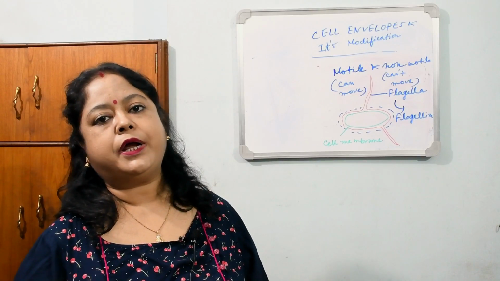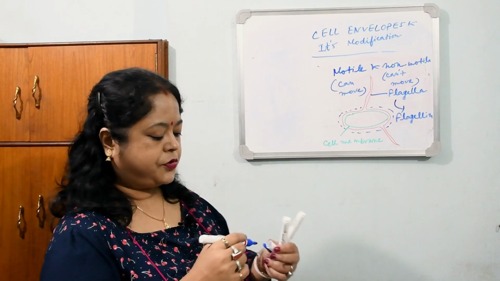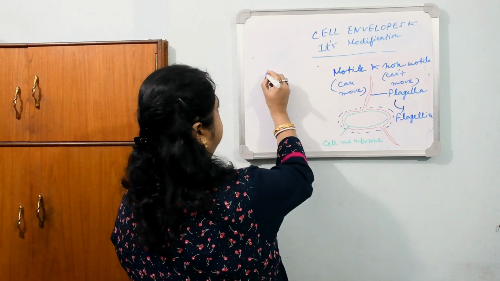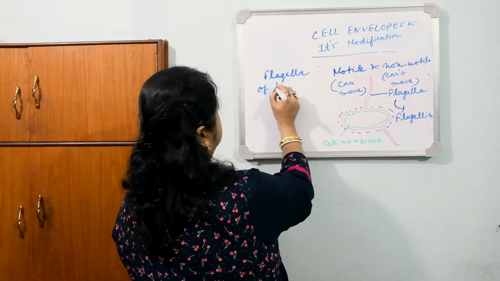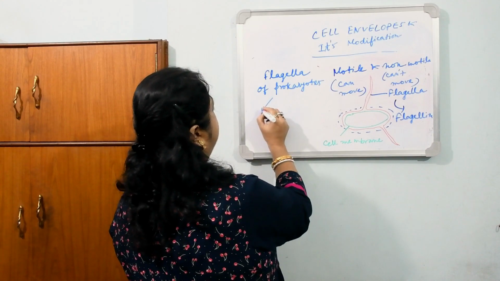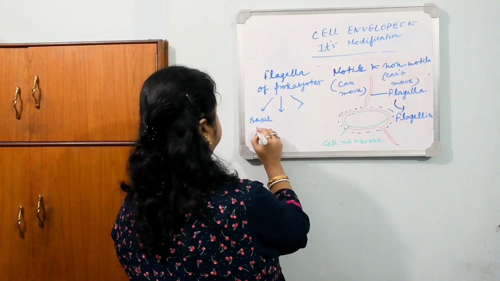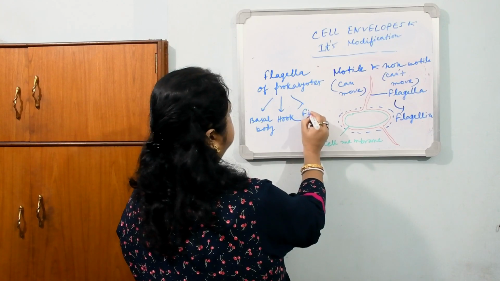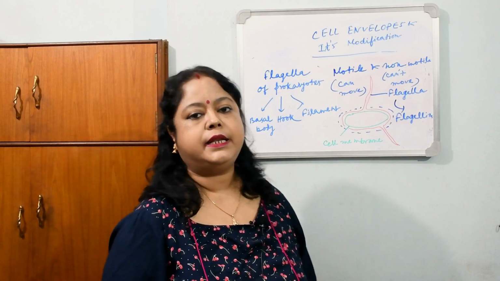Now, prokaryotic flagella have three parts: basal body, hook and filament. So flagella can be divided into three parts. You will get this in the NCERT book also, the flagella of prokaryotes. They have three parts, that is basal body, hook and filament. So by the movement of the flagella, the cell can move.